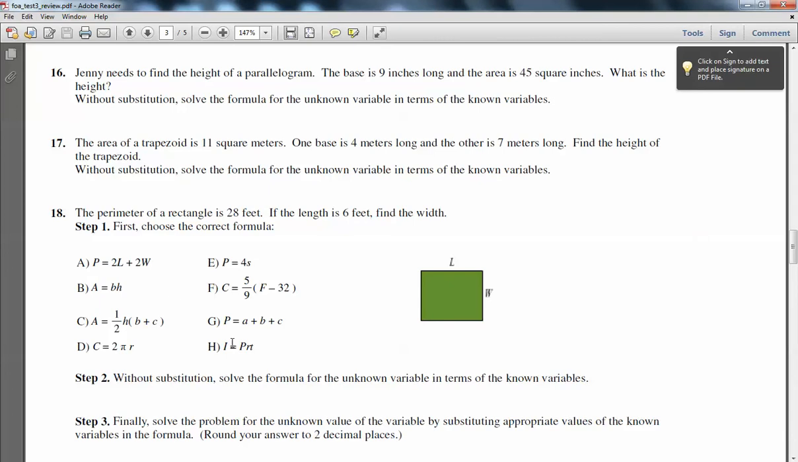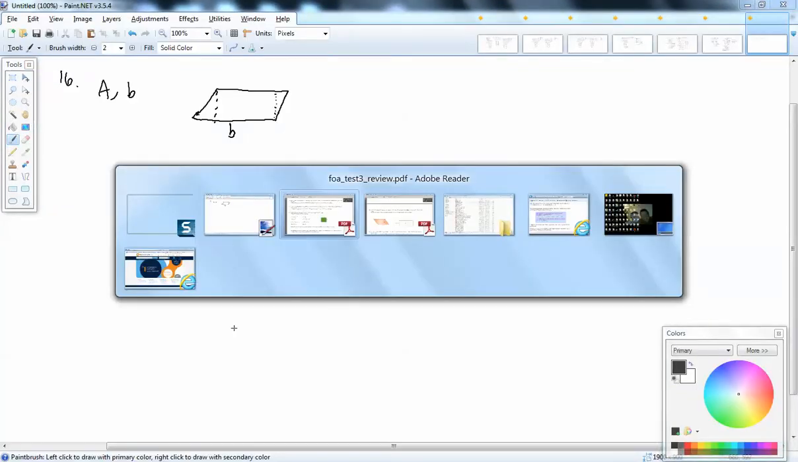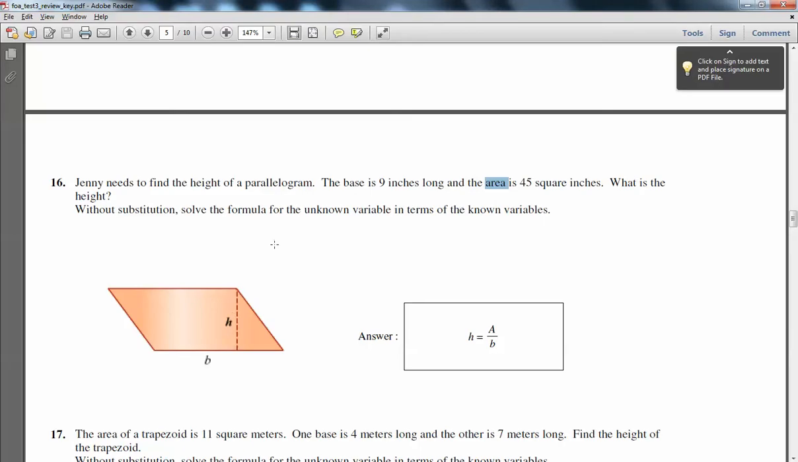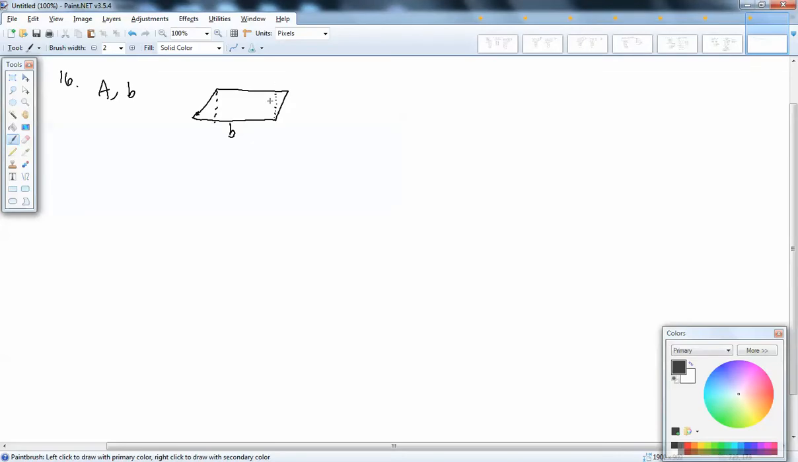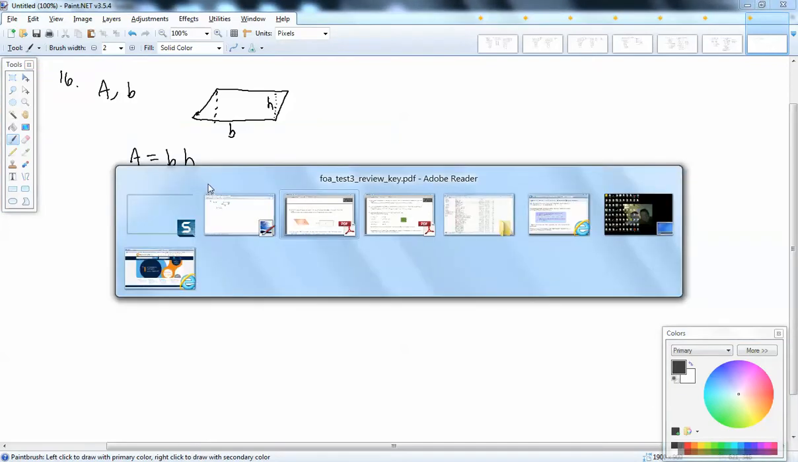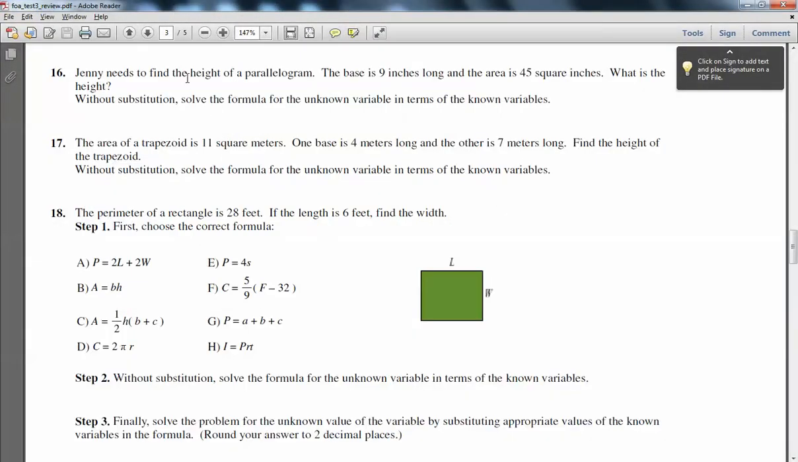Okay, nothing useful. Working it backwards, our area would be base times height. So this is our height here. So area is equal to base times height. Now that I got that, what is, without substitution, solve the formula for the unknown variable in terms of the known variables.